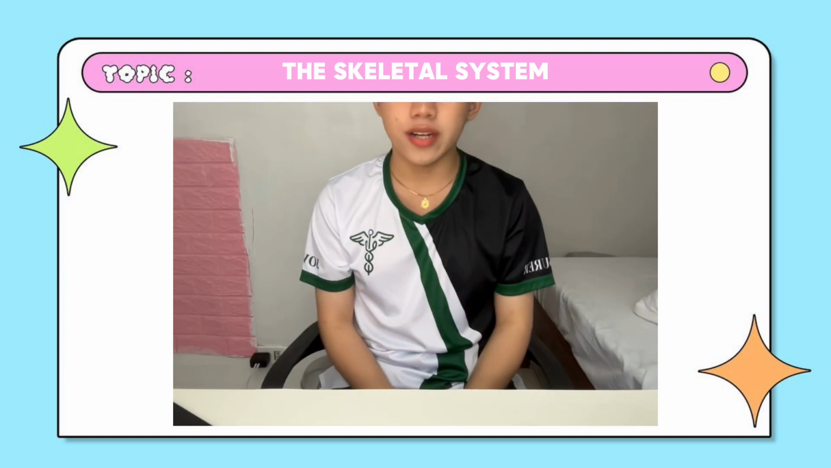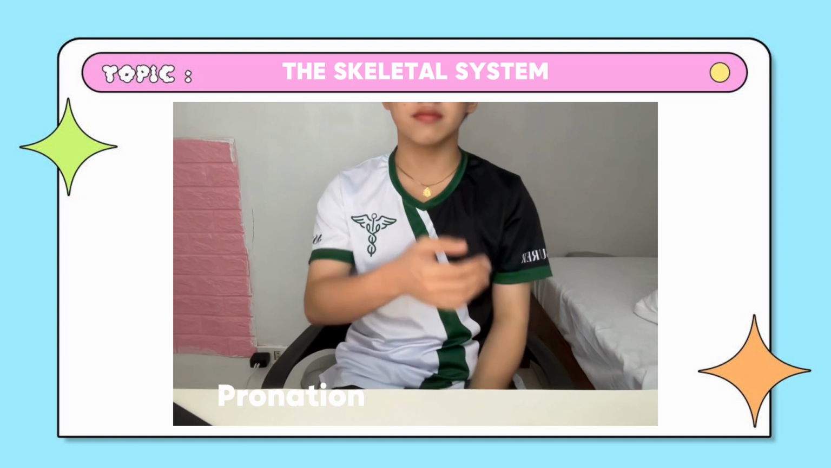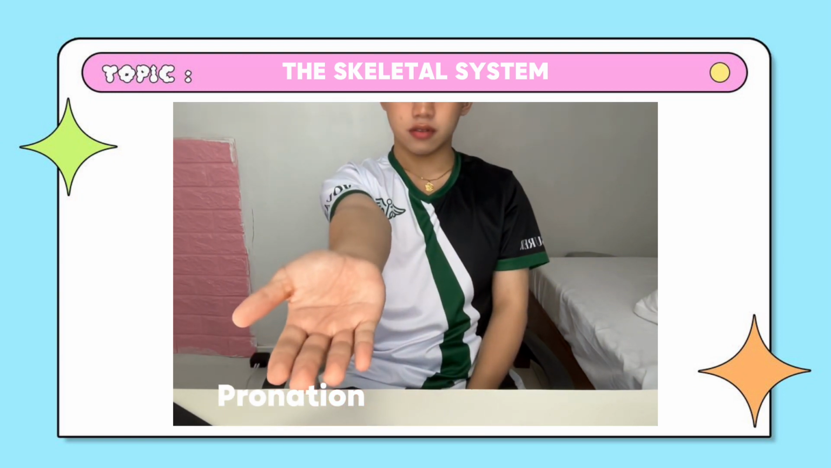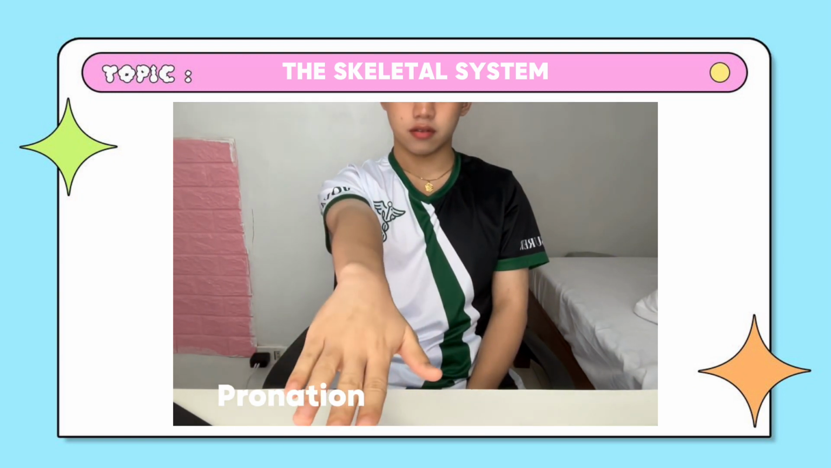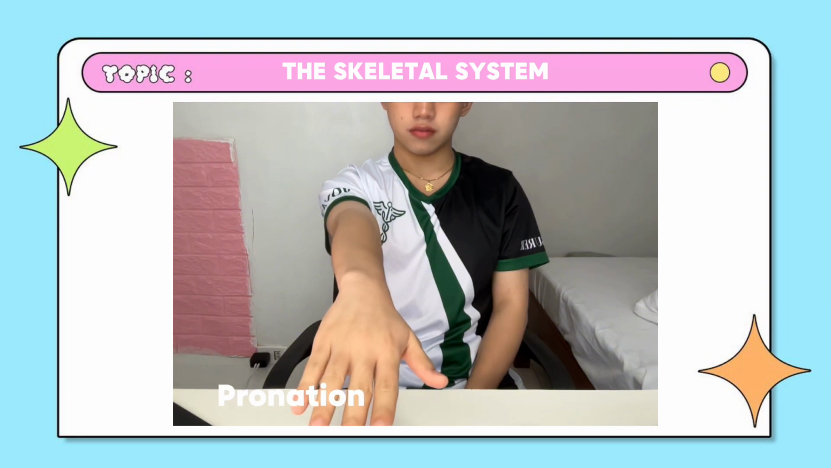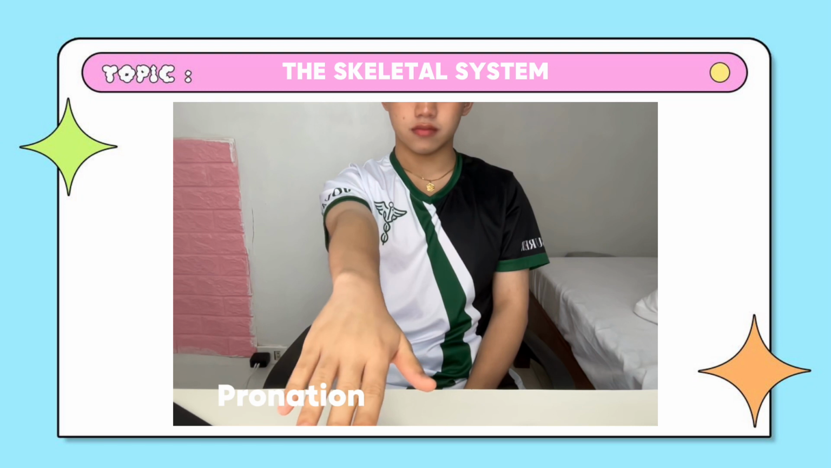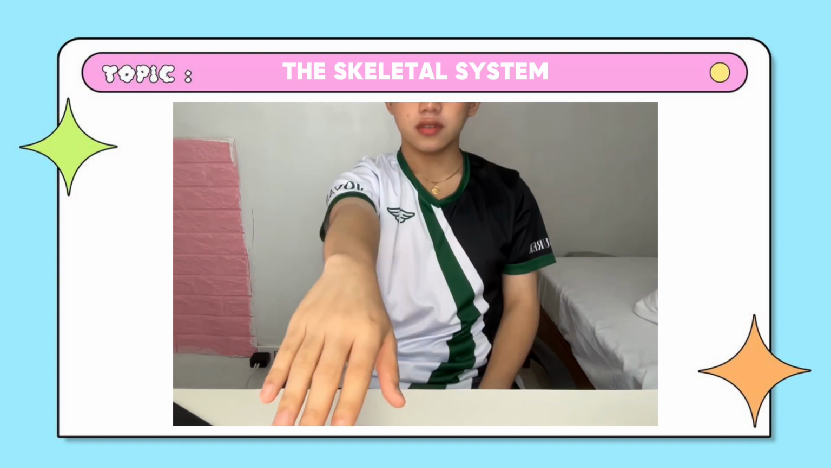The seventh one is the pronation. It is a movement of the palm of the hand from an anterior or upward facing position to a posterior or downward facing position. This action moves the distal end of the radius across the ulna so that the two bones form an X.